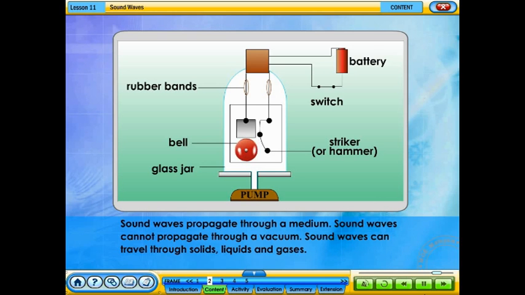Sound waves propagate through a medium. Sound waves cannot propagate through a vacuum. Sound waves can travel through solids, liquids, and gases.